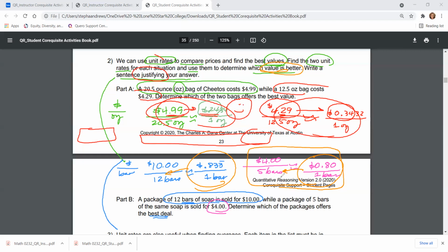And so write some kind of a sentence that says it's the best value. And again, you can write a whole lot. You can be really verbose. You can keep it kind of simple. Just don't keep it too short. Where are we? 5 bars. There it is. The 5-bar package is a better deal because it's priced at 80 cents per bar, while the larger package costs 83 cents per bar. Yay, we're done with that one.